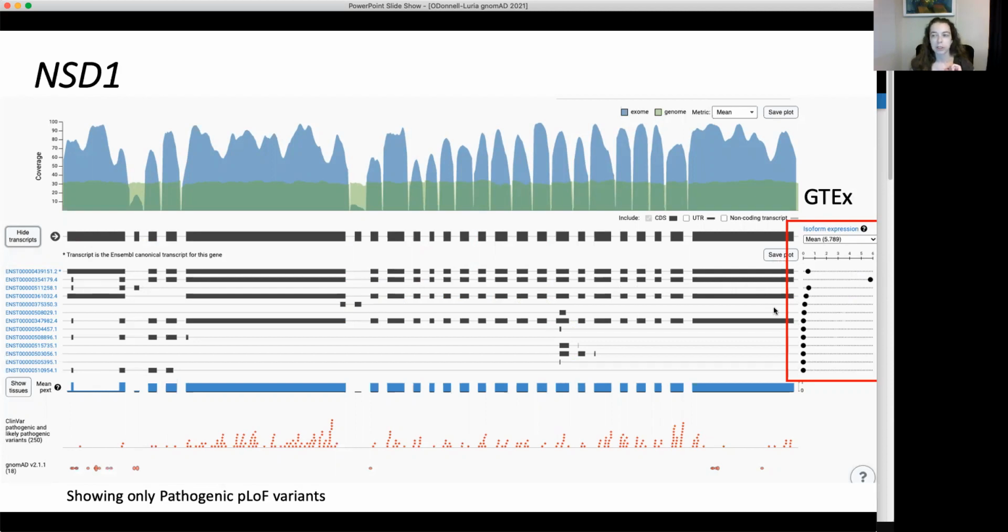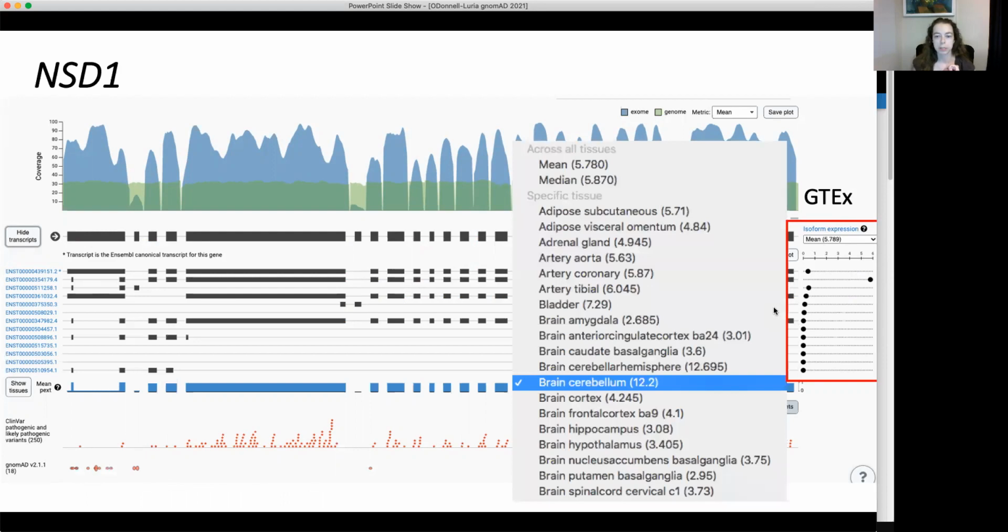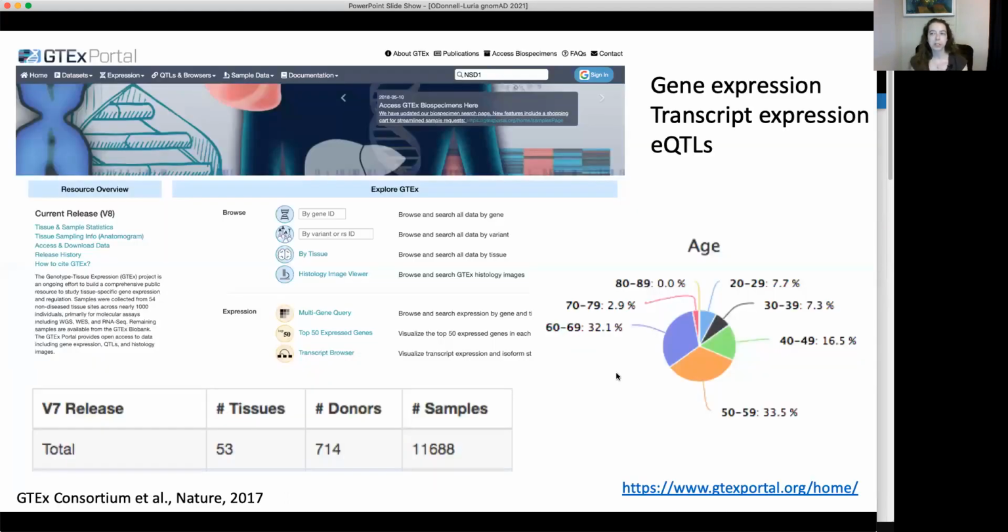If I was interested in a particular tissue, I could click this mean bar here and select which tissue I wanted to see. Select that, and it would change the graph. And then I just wanted to briefly mention that you can see the GTEx data is all available in the GTEx portal.